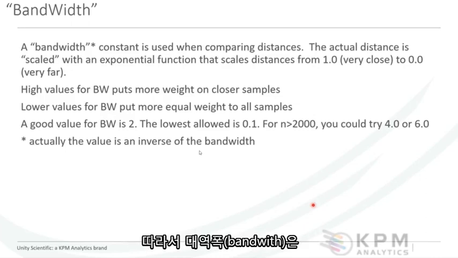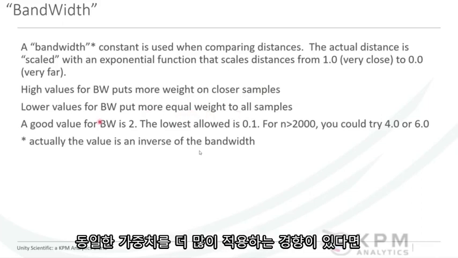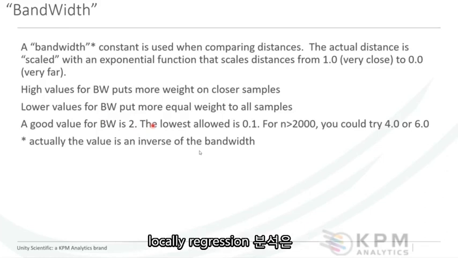So the bandwidth is a constant that we use when we're comparing distance. So it's a scaling effect, okay? High values for the bandwidth put more weight on closer samples. Lower values do the opposite, okay? And they tend to apply more of an equal weight. You'll find in locally weighted regression that there are many different parameters. A good place to start is 2. And from our examinations, this is a really good place to start. You might want to increase it slightly, possibly to 4. Okay.